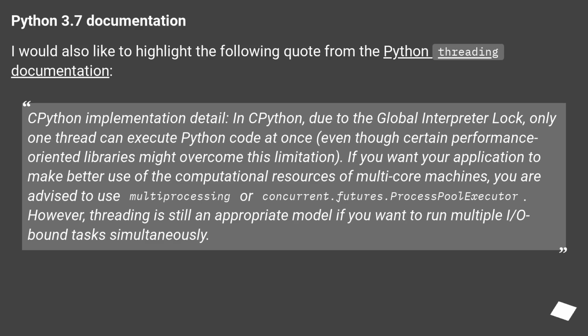If you want your application to make better use of the computational resources of multi-core machines, you are advised to use multiprocessing or concurrent.futures.ProcessPoolExecutor. However, threading is still an appropriate model if you want to run multiple I/O-bound tasks simultaneously. This links to the glossary entry for global interpreter lock, which explains that the GIL implies that threaded parallelism in Python is unsuitable for CPU-bound tasks.